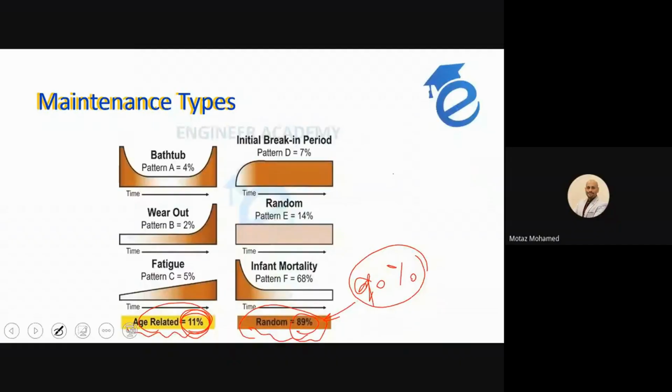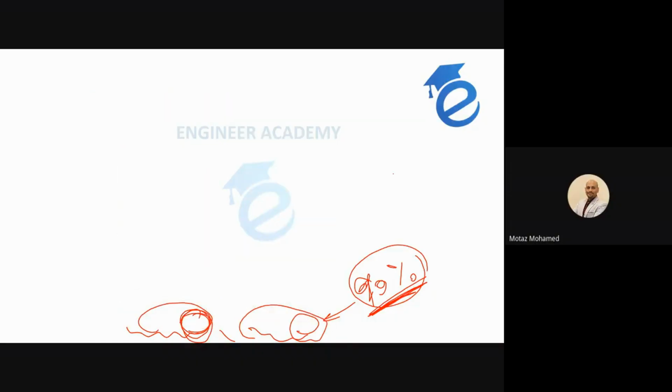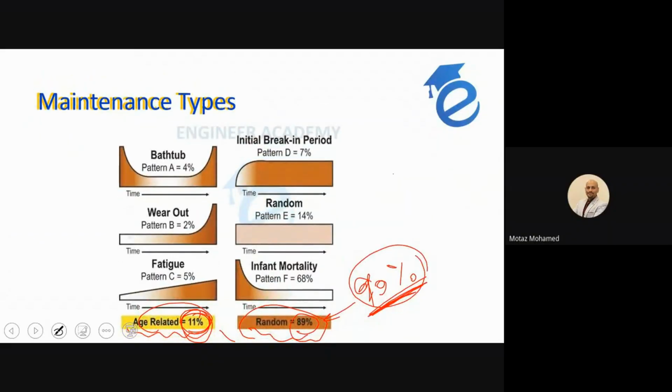Then 90% is a very reasonable percentage, because we don't have the capability to predict all the failures that could happen to the equipment. Only around 10% of the equipment just follows its lifetime and fails according to this lifetime. That makes us very curious about having early detection of failure, because 90% of the equipment fails randomly. We don't know exactly when it starts to fail.